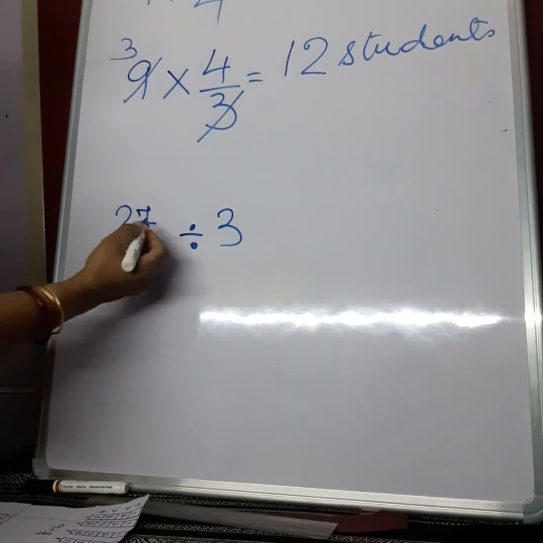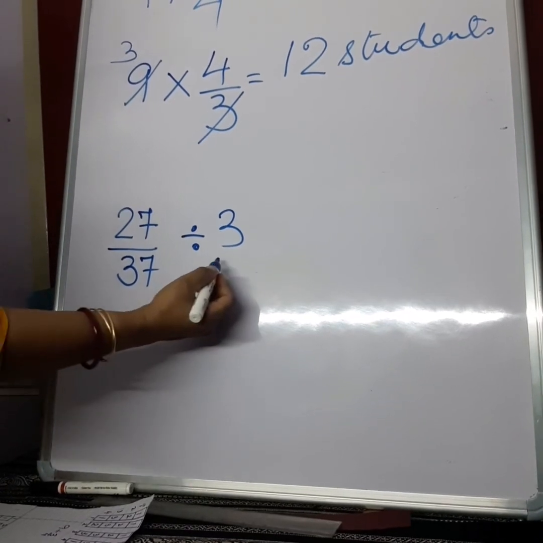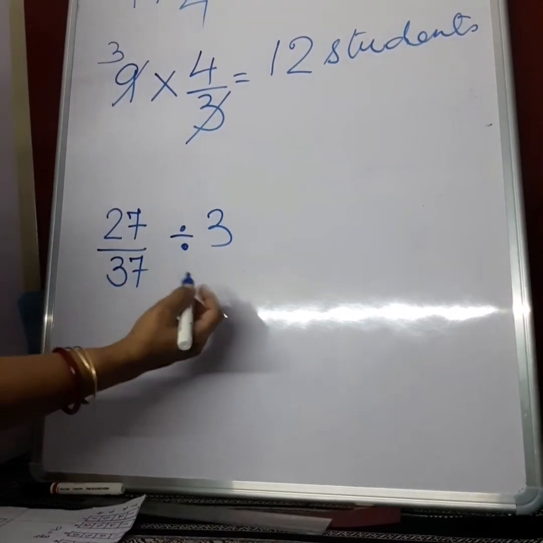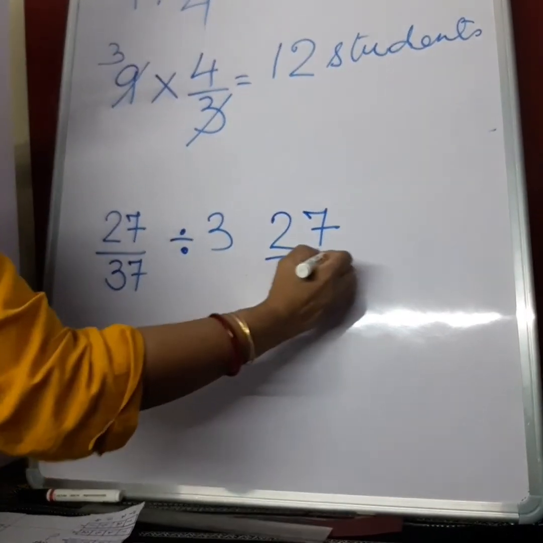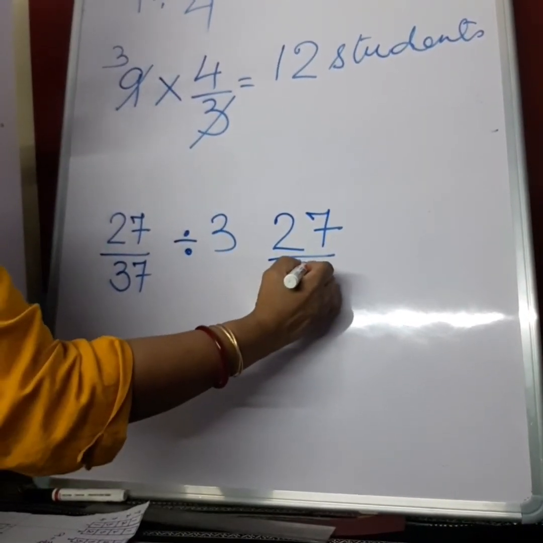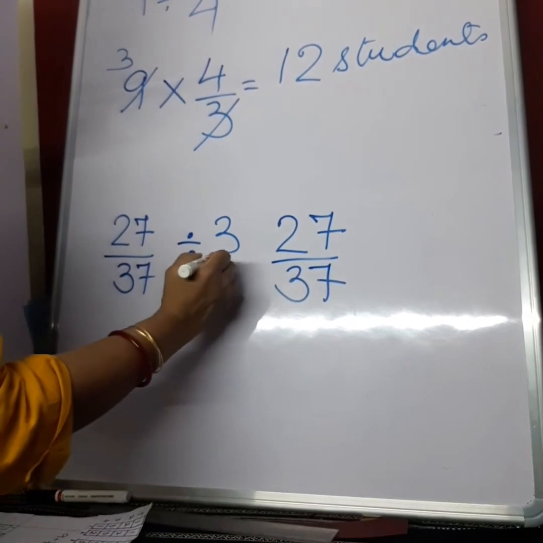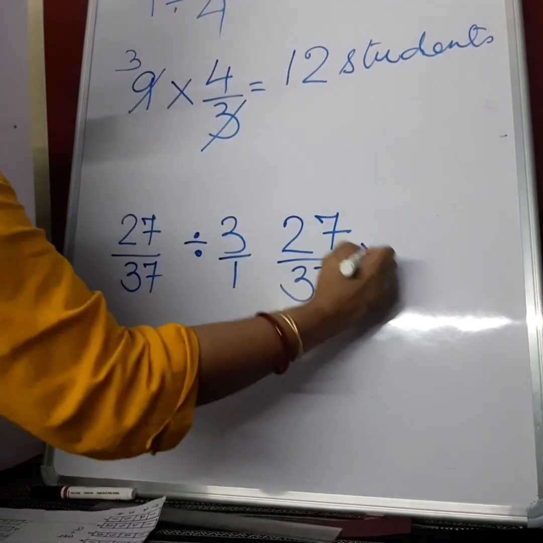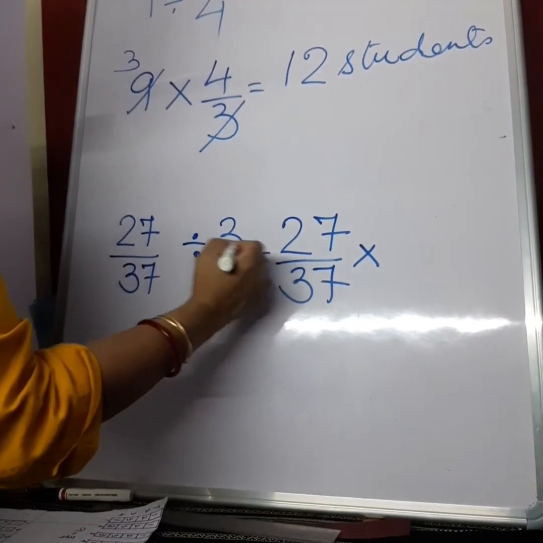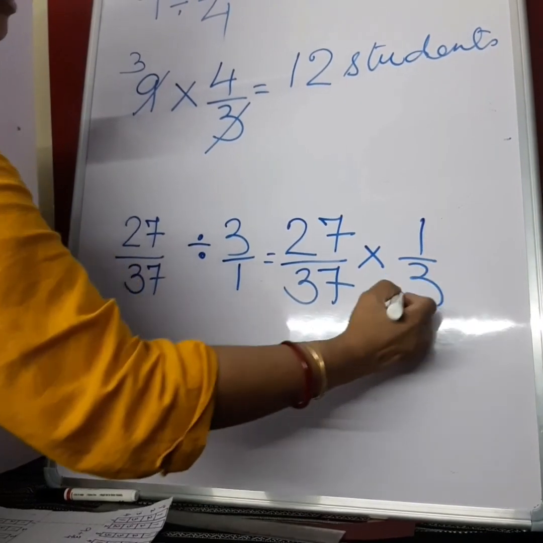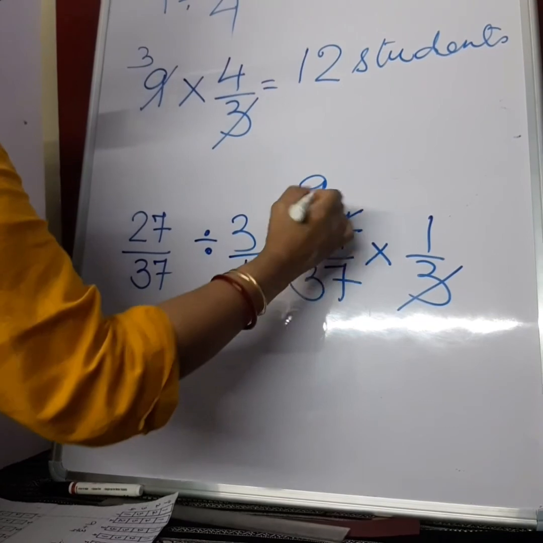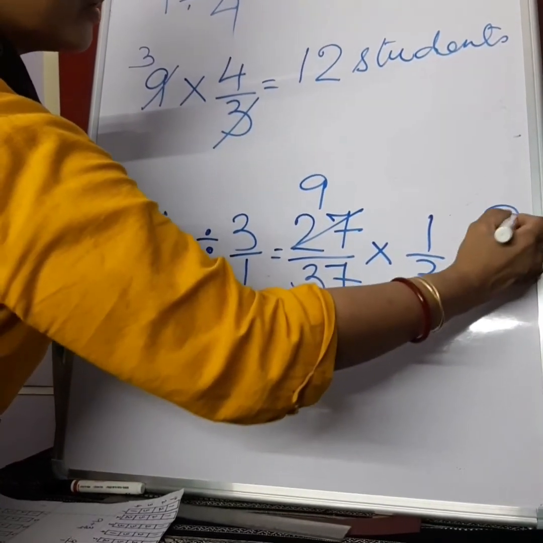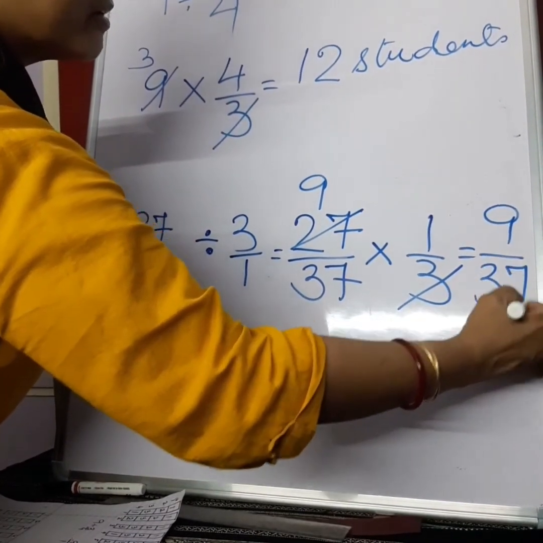Now we will be dividing 27 by 37 into 3 parts. So how we will be dividing? As I said, the second step will be finding the reciprocal of 3. So reciprocal of this number will be 1 by 3. Then cancellation, 3 ones are 3, 3 nines are 27. So 9 by 37 is the answer.